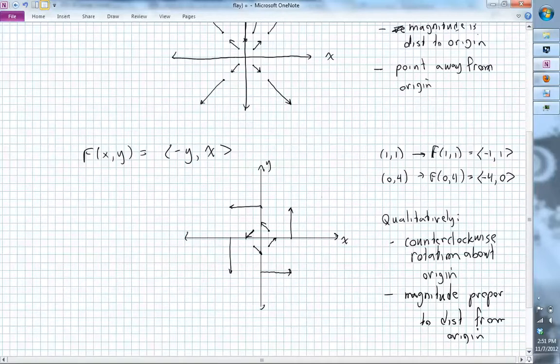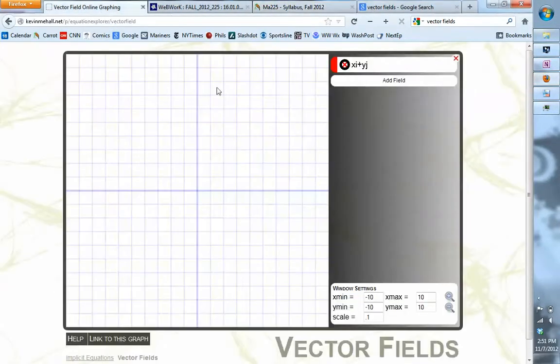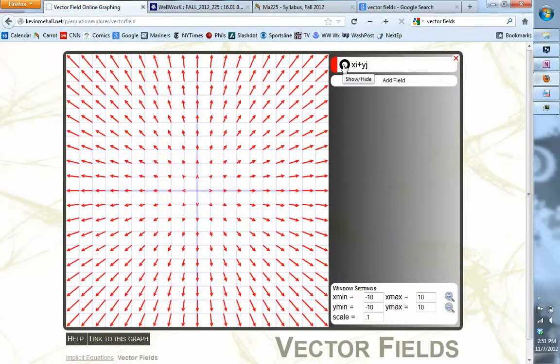Now that I've labored through a couple of primitive field plots, let me move to the application and show you some more sophisticated field plots. Okay, so here's the first one we started out with. The syntax is a little weird. xi plus yj, you see how that works? i is the unit vector in the x direction, and j is the unit vector in the y direction. Okay.